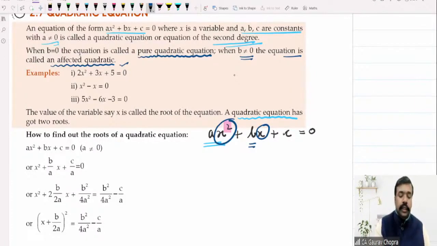Like if you see this example number 1, this is an affected quadratic equation. The second one does not have any constant, but has x square and x to the power 1 as well. And the third one also has x square and x to the power 1. So all these three are affected quadratic equations.